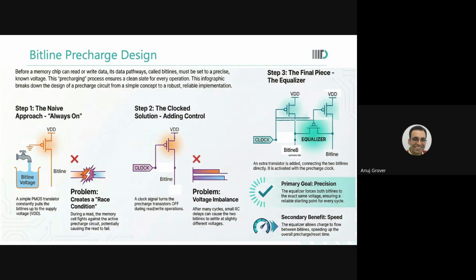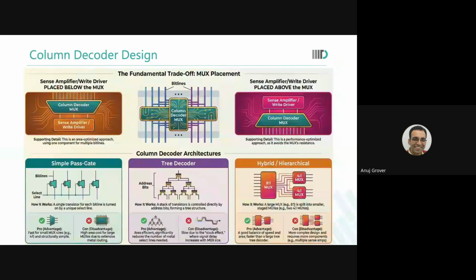Column decoders. So we looked at column decoders. The first question that we had to solve about the column decoder was where to place the mux with reference to sense amplifiers and write drivers. If you place the sense amplifiers and write drivers above the mux, there's a huge area penalty, but you gain speed because the RC of the MUX, the resistance of the MUX transistors, does not come into the picture of your bitline discharge or a read or write operation.